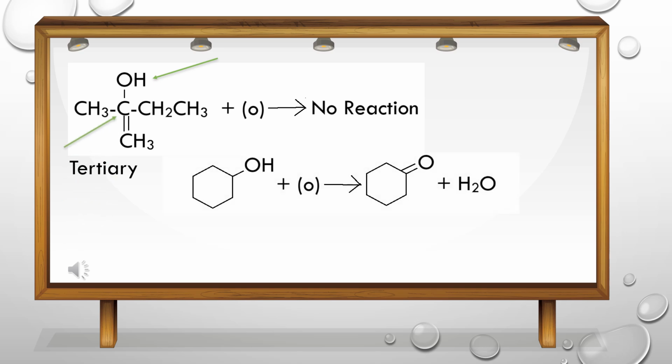Just as an example now, here's cyclohexanol. What is it? Primary, secondary, tertiary? Well, the carbon that has the OH attached is attached to these two carbons. That means that it's a secondary alcohol. It's going to produce a ketone. Here's the structure of the ketone, plus water. The O stays at the same position.